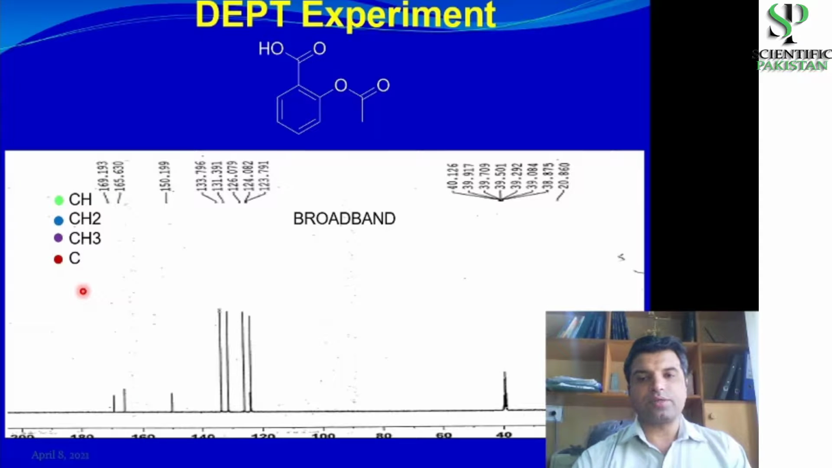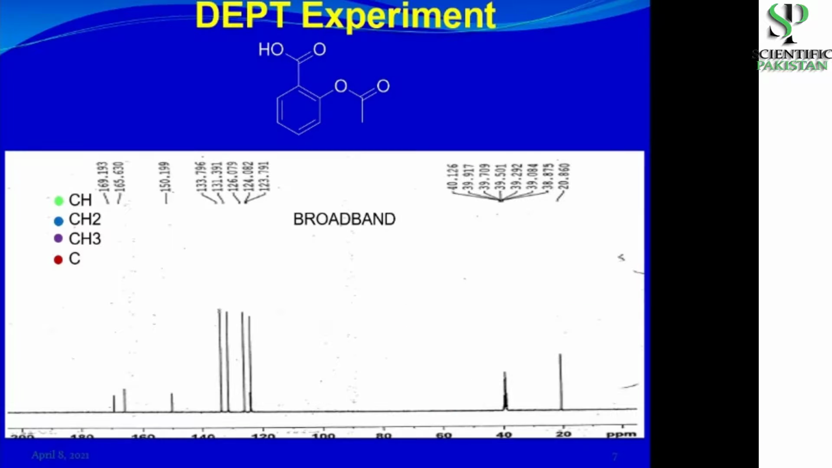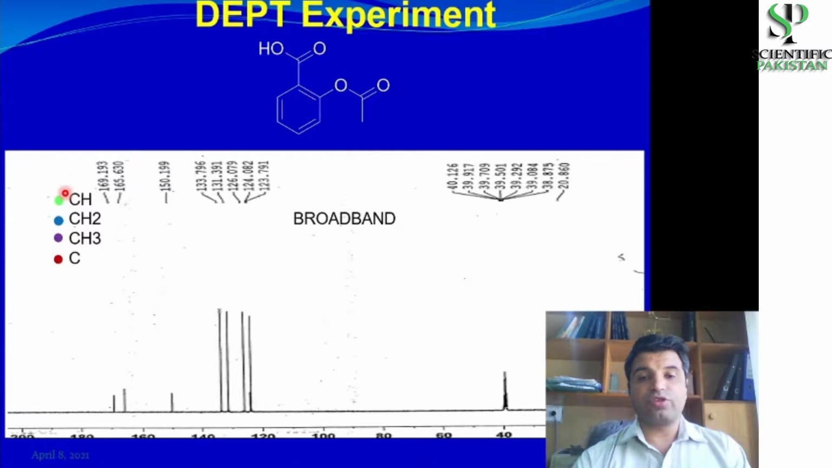Let's see another example. So we have acetylsalicylic acid. This is the broadband carbon-13 NMR spectrum of this aspirin. You can see 1, 2, 3, 4, 5, 6, 7, 8 different types of carbon atoms. So you should expect 8 signals. Now we have to differentiate between the CH3s, the CH2s, the CHs, and the quaternary carbons. I have labeled them here with different colors.